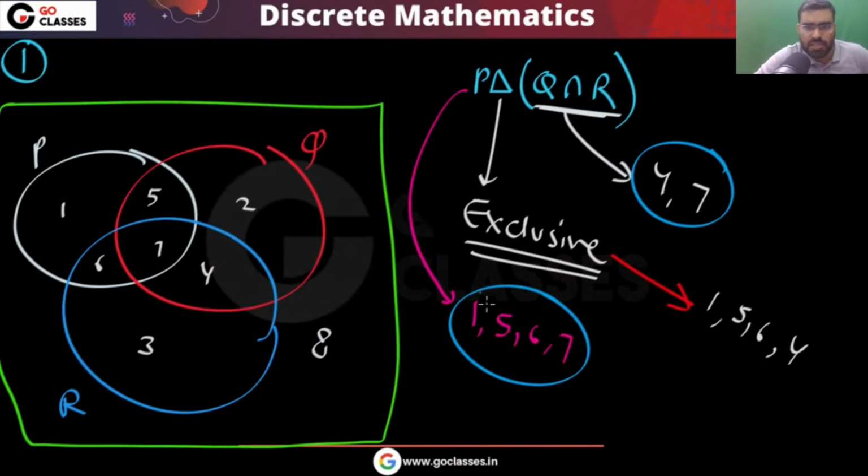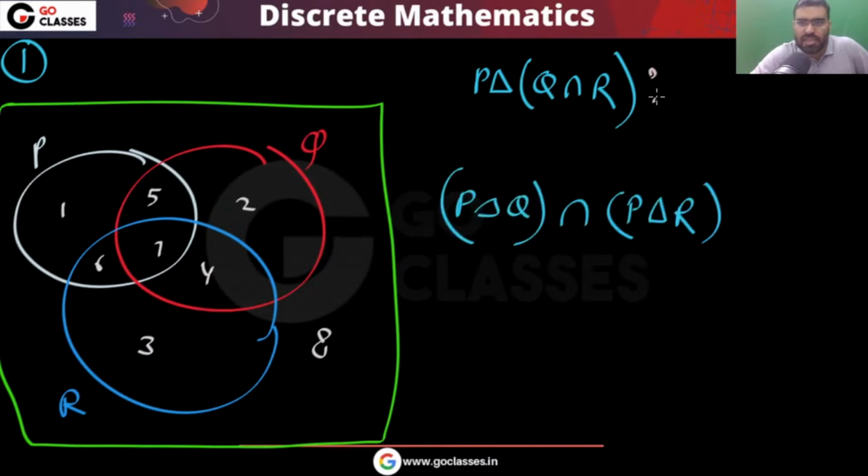So you can easily see that. Look at this P. P is 1, 5, 6, 7. Look at Q intersection R. That is 4, 7. What is exclusive between these two? 4, 7 is the news that Aaj Tak has, and let's assume G News has the other news. So what are the exclusive news? You can notice 1, 5, 6. This is the exclusive news to G News, and this is the exclusive news to Aaj Tak. So finally, you can see the exclusive news is 1, 5, 6, 4. So this area is 1, 5, 6, 4.